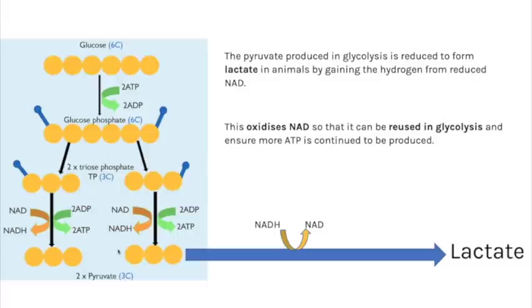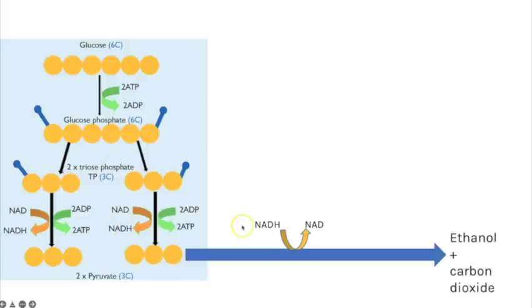But you can't respire anaerobically for long because that buildup of lactic acid will eventually denature the enzymes involved in glycolysis. Same idea for microbes, except we have ethanol and carbon dioxide produced. Again, ethanol is going to be harmful, but it's to ensure that glycolysis can still continue, so at least some ATP is being produced for metabolic reactions to continue.